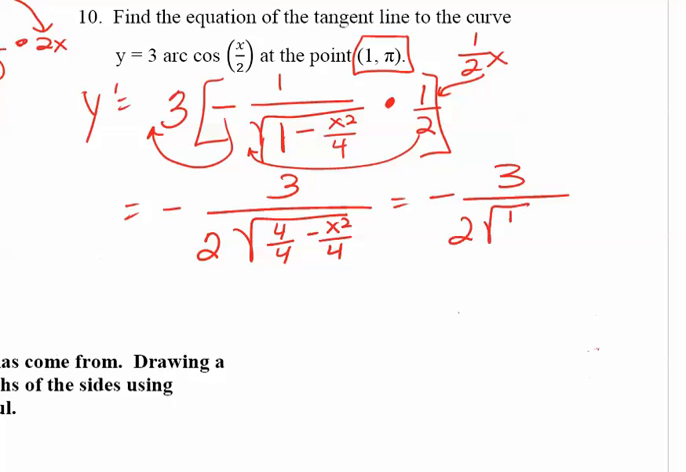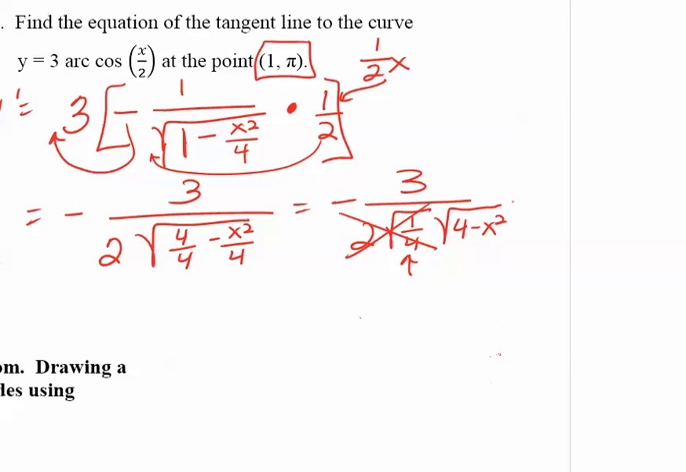So now I can factor 1/4 out of each of those terms. And the square root of 1/4, of course, is 1/2. So these two terms cancel nicely. So for our y prime, our formula for our slope, we have negative 3 over the square root of 4 minus x squared. So now we want to find the slope of the tangent at this particular point.